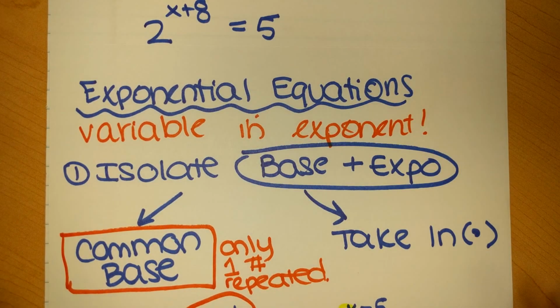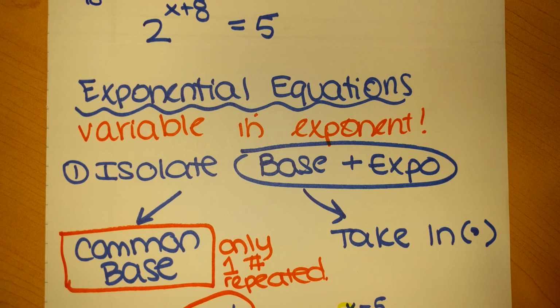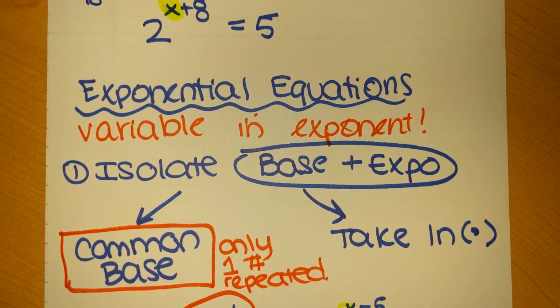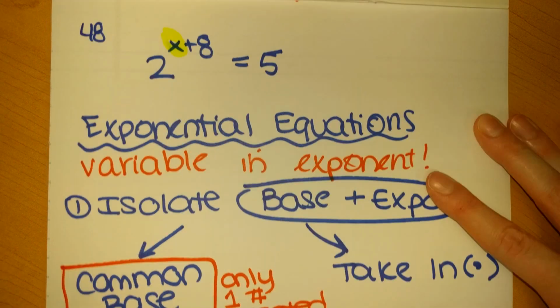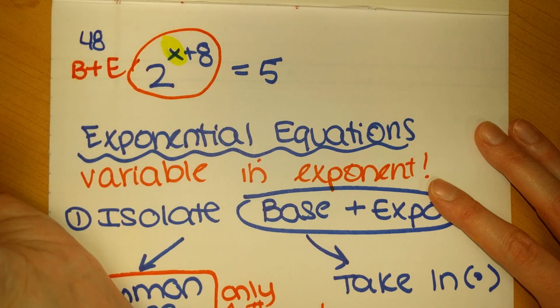Right, so in looking at this question, which is question number 48, the first thing that we notice is, where is my variable? My variable is in the exponent. So we have an exponential equation. The first step of an exponential equation, regardless of what method you use, is always to look for the base plus the exponent all by itself. If you look at the base here of 2 to the exponent of x plus 8, I always like to circle it. Base plus the exponent is by itself.